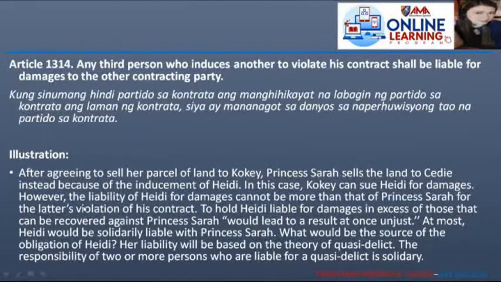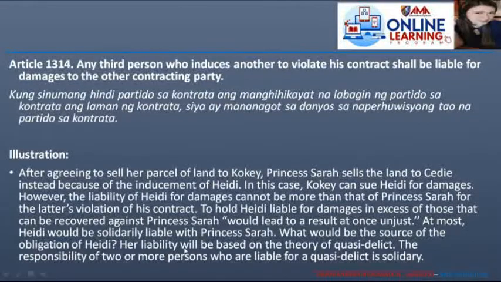Okay? So, mananagot siya. Hindi po pwedeng ang sisingilin natin kay Heidi ay mas higit kay Princess Sarah because that would result, no, or pwede siyang ituring na unjust, hindi makatarungan. So at most, Heidi would be solidarily liable with Princess Sarah. So what would be the source of obligation of Heidi? So bakit nagkaroon ng obligasyon bigla si Heidi?